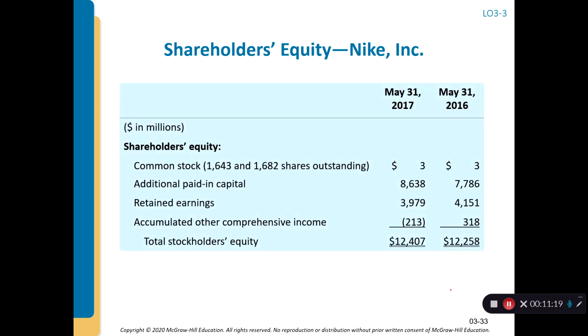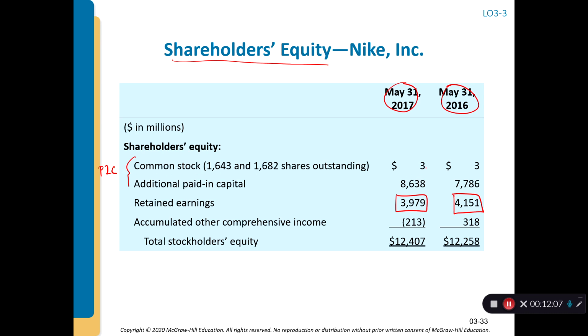Okay, so this is an example of Nike, an illustration presenting the shareholders' equity section of Nike for 2017 and 2016. Nike has accumulated net income less dividends of 3,979 in 2017, and in 2016 it grew to 4,115. And the shareholders' equity section of Nike's balance sheet reports the full amount of paid-in capital. So these two, common stock and additional paid-in capital, are called paid-in capital in total.